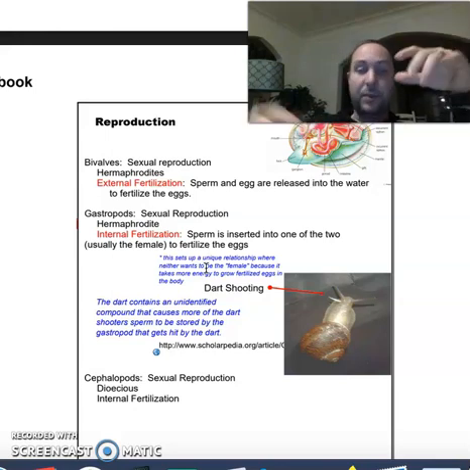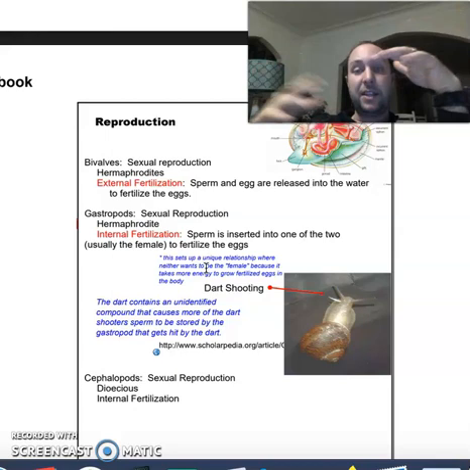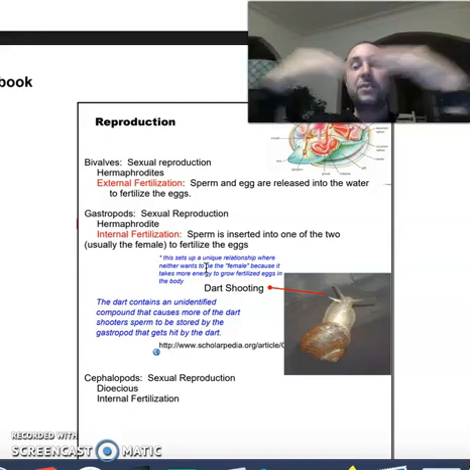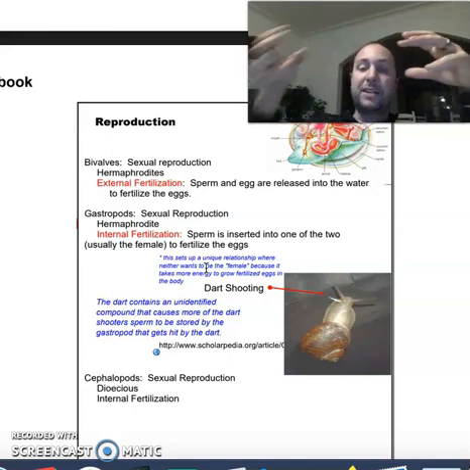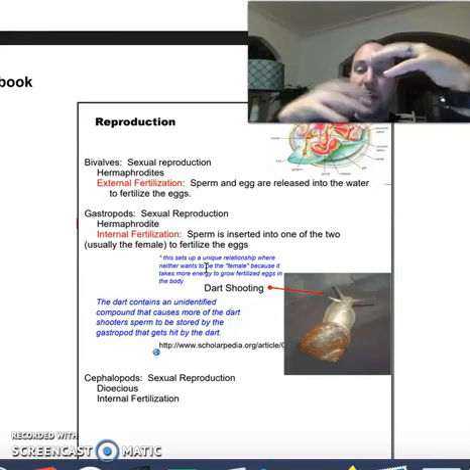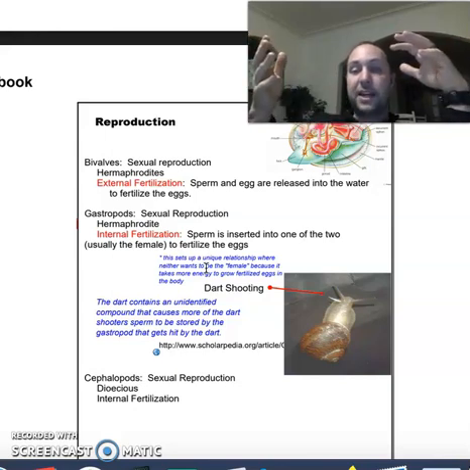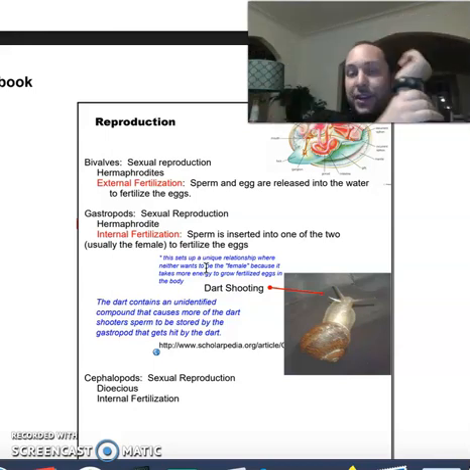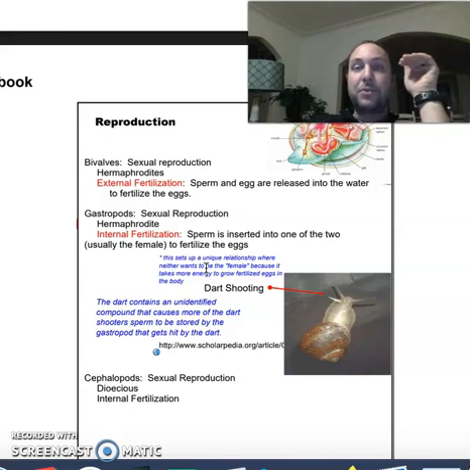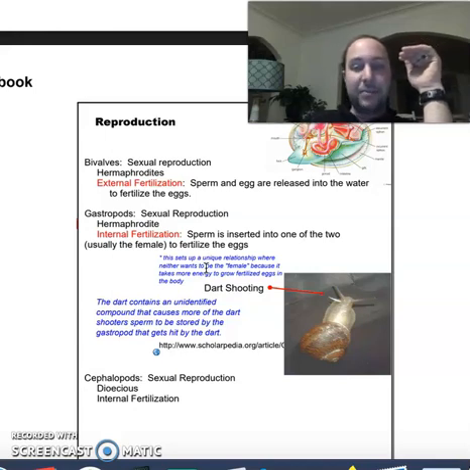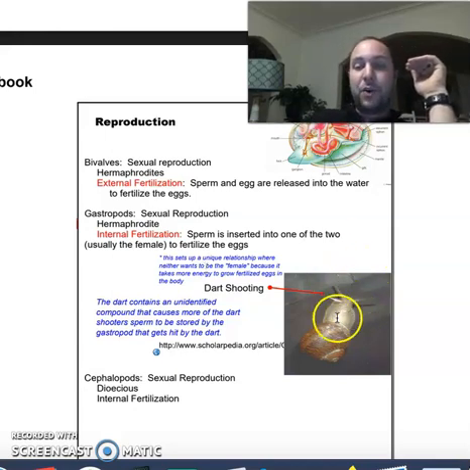Gastropods also use sexual reproduction. They're also hermaphrodites, meaning they can be both male and female in the same individual. They produce both sperm and egg. But they use internal fertilization, so the sperm has to somehow be inserted into one of the two animals, usually the female, to fertilize the eggs. They have all kinds of weird ways of doing this. If you're curious, the gastropods for sure have the most interesting ways of sexually reproducing of any of the animals. Dart shooting is just one of those techniques.